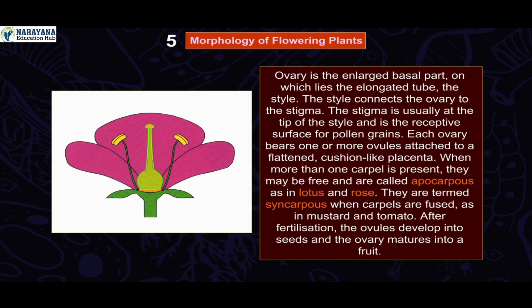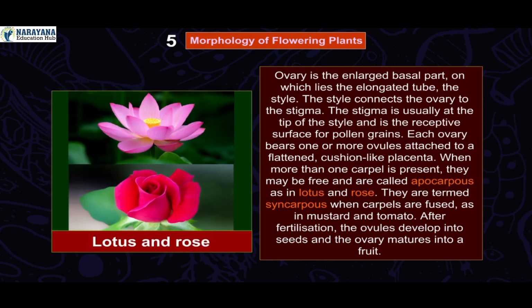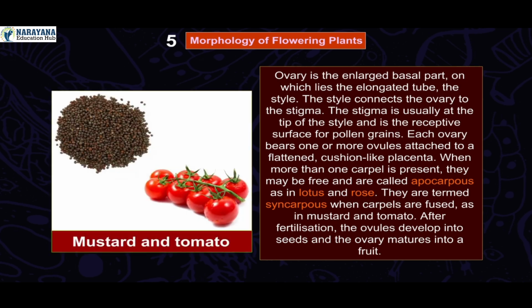Each ovary bears one or more ovules attached to a flattened, cushion-like placenta. When more than one carpel is present, they may be free and are called apocarpous, as in lotus and rose. They are termed syncarpous when carpels are fused, as in mustard and tomato. After fertilization, the ovules develop into seeds and the ovary matures into a fruit.